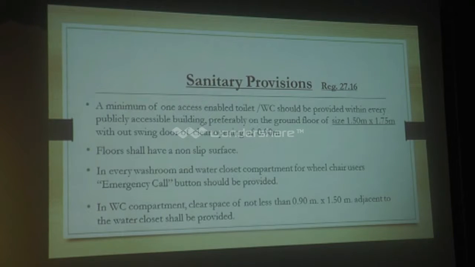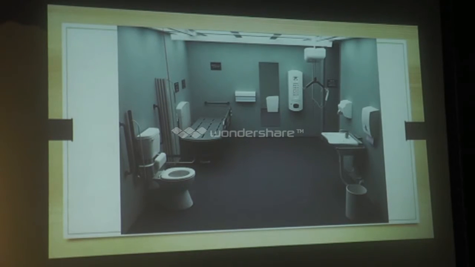In every washroom and water closet compartment, a wheelchair and emergency compartment should be provided. In the WC compartment, a clear space of not less than 0.9 by 1.5 meter. Adjustment to the water closet shall be provided. This is a typical layout of a toilet for physically handicapped people.